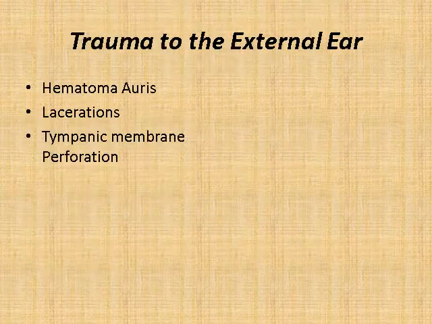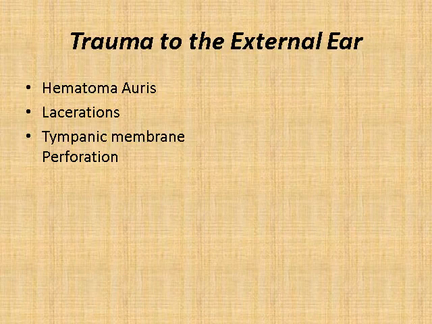Now we are done with the congenital and inflammatory conditions of the external ear. We move to trauma to the external ear: hematoma auris, lacerations, and tympanic membrane perforation. We will postpone tympanic membrane perforation to another lecture. It will be discussed with trauma to the middle ear.